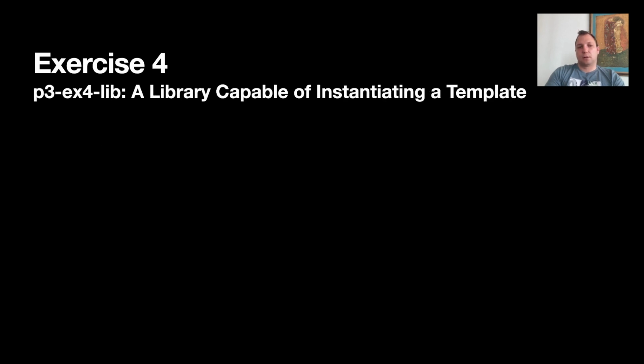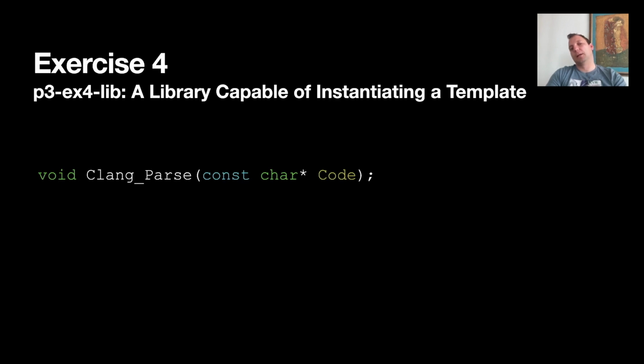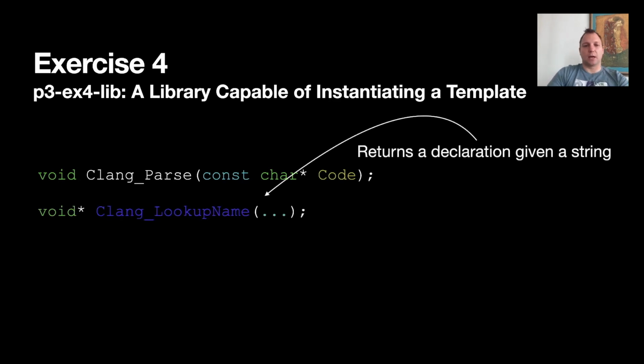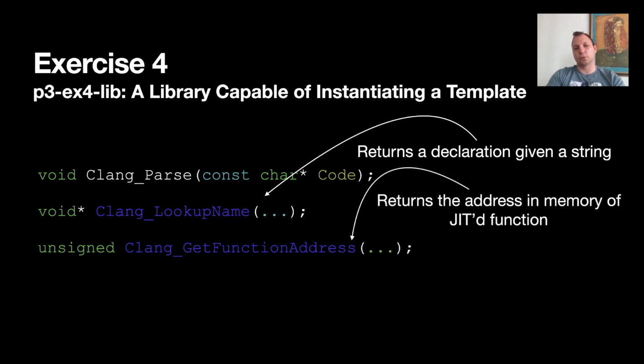So let's get started. So we'll see that in P3 example 4-lib, we have a library that's capable of instantiating a template. I'm not going to go through the particular implementation details, but let's have a very basic API here. We have Clang parse, which gets some code and parses it. We have Clang lookup name, which takes a name, takes a string, and then gives us back a decl or an AST pointer, a pointer to an AST node.